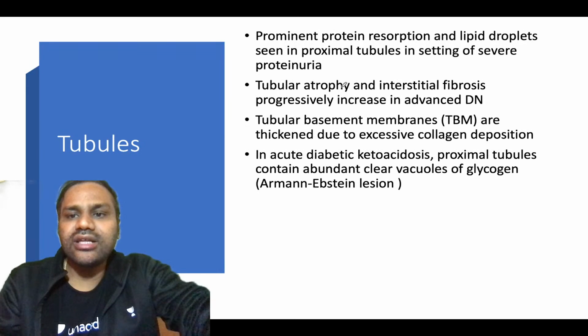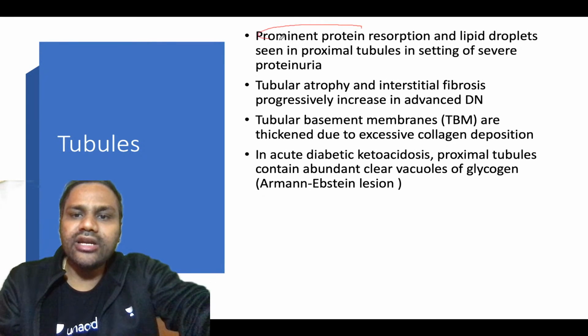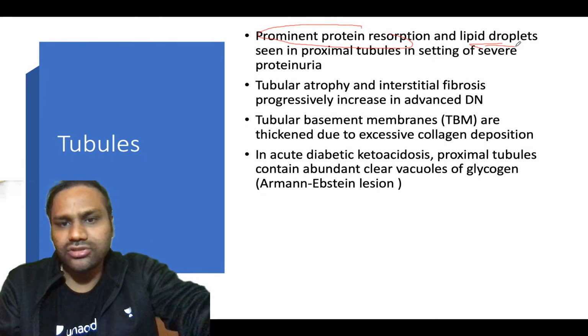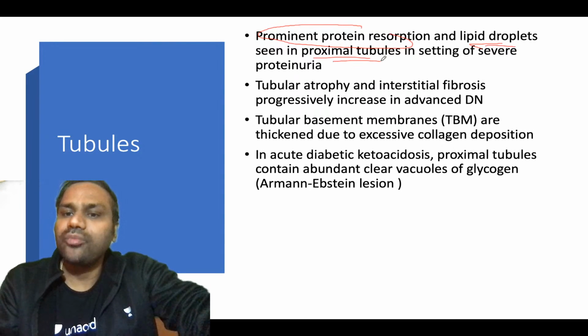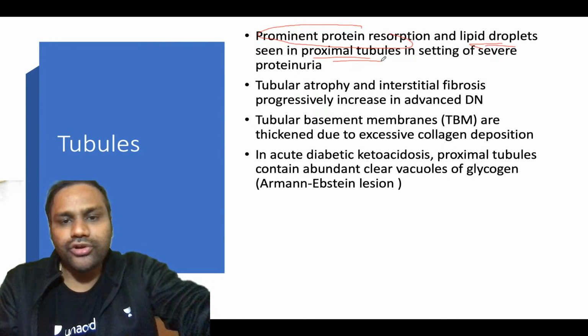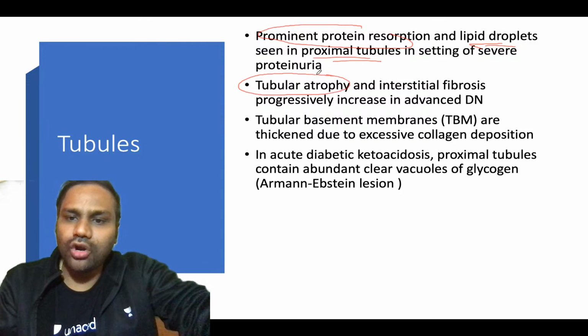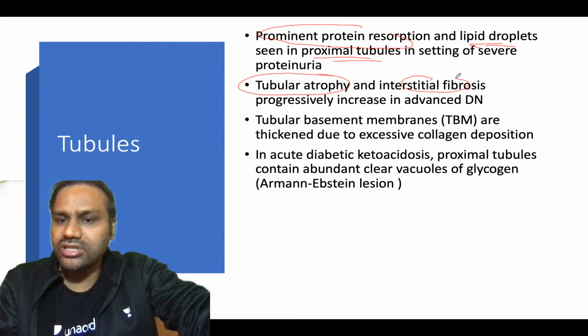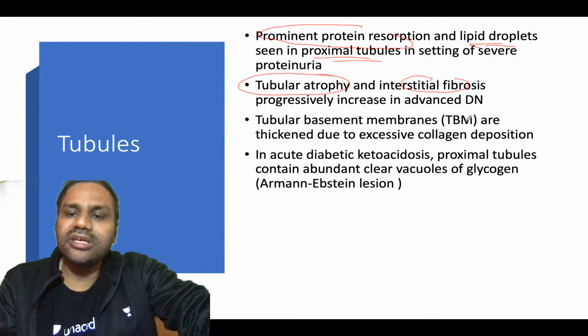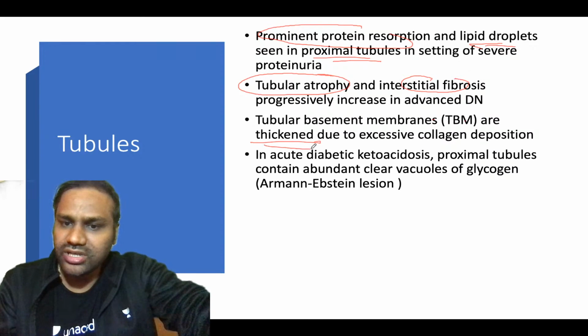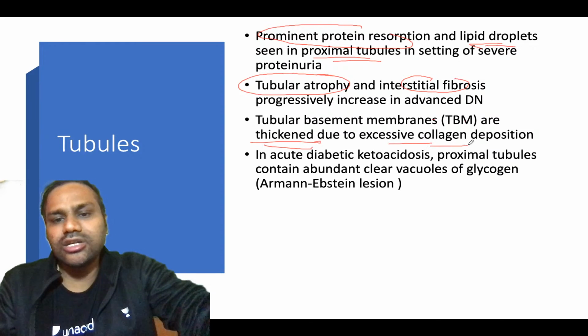In tubules, you can see prominent protein reabsorption and lipid droplets. You start seeing lipid droplets in proximal tubules. In case of proteinuria, tubules can undergo atrophy and there can be interstitial fibrosis. Tubular basement membrane also shows thickening, and there will be excess collagen deposition in that.